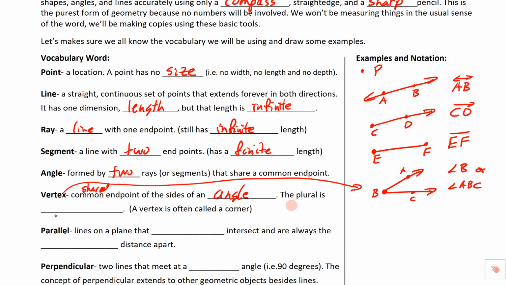And the plural is vertices. That's how we do the plural of that. And a vertex, sometimes we'll just call it the corner. So this is the corner of the angle. We could say that, or we could call it the vertex.